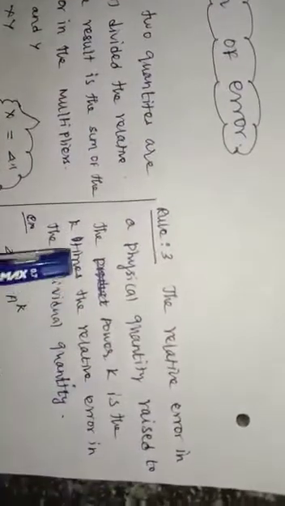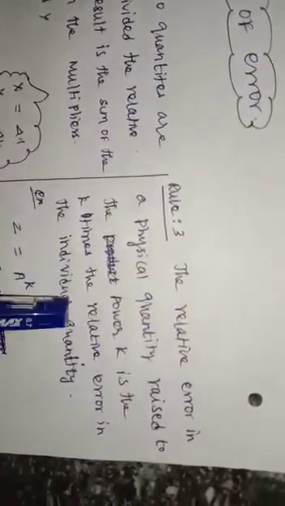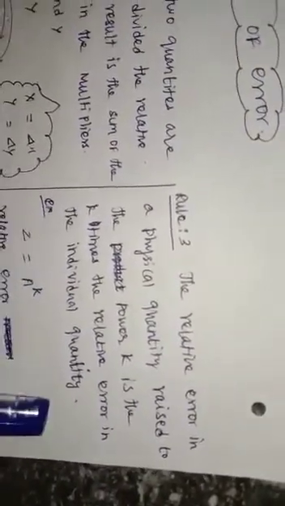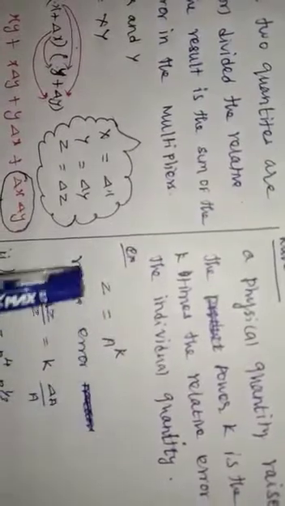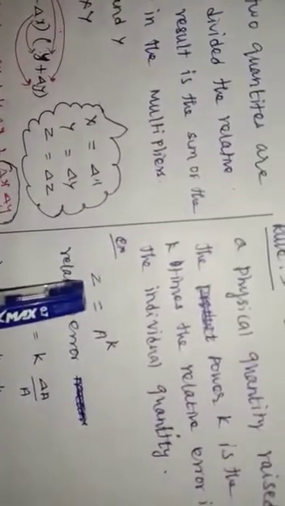Next is rule 3. The relative error in a physical quantity raised to the power k is k times the relative error in the individual quantity. For example, let us assume z is a physical quantity expressed in terms of another physical quantity a raised to the power k, like this.